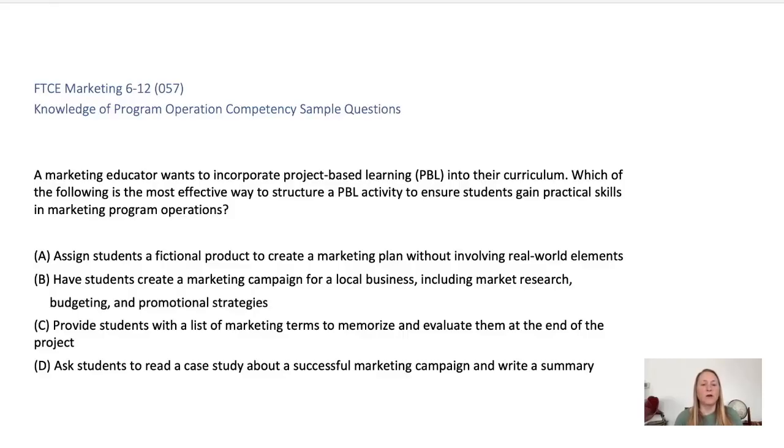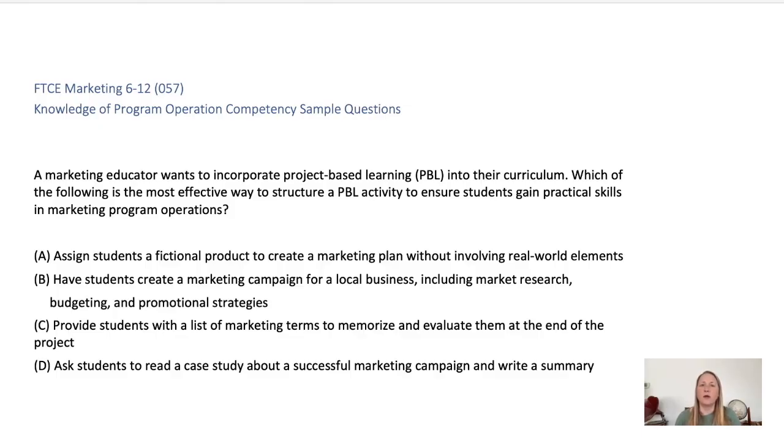A marketing educator wants to incorporate project-based learning into their curriculum. Which of the following is the most effective way to structure a PBL activity to ensure students gain practical skills in marketing program operations? A. Assign students a fictional product to create a marketing plan without involving real-world elements. B. Having students create a marketing campaign for a local business, including market research, budgeting, and promotional strategies. C. Provide students with a list of marketing terms to memorize and evaluate them at the end of the project. Or D. Ask students to read a case study about a successful marketing campaign and write a summary.